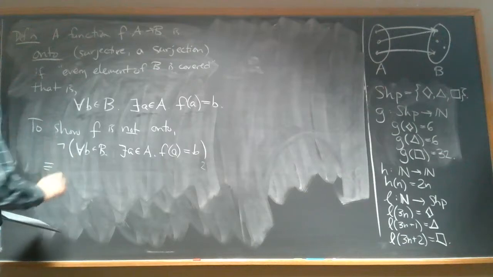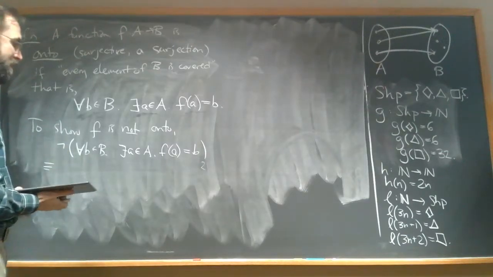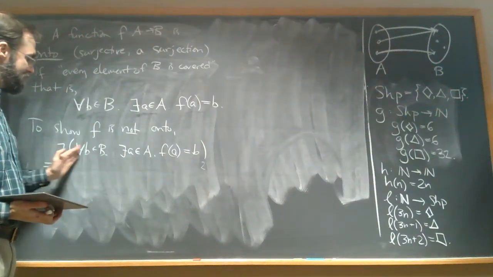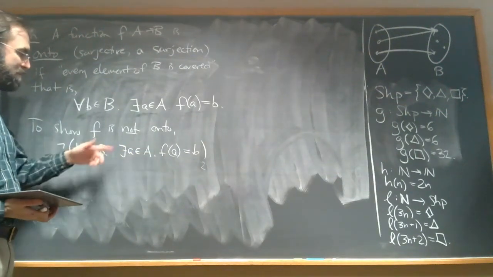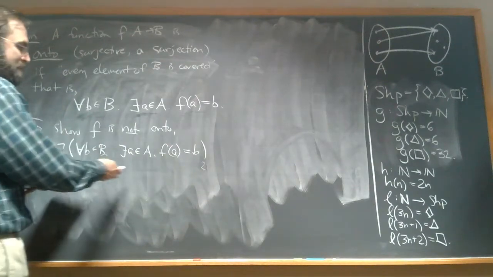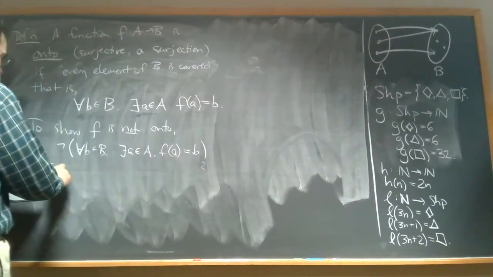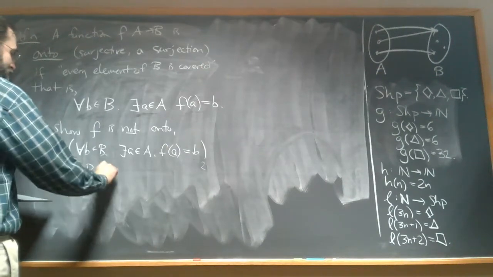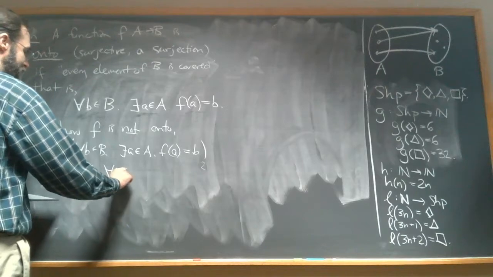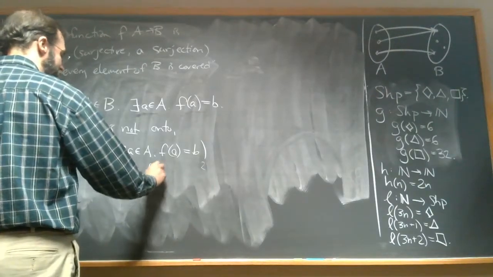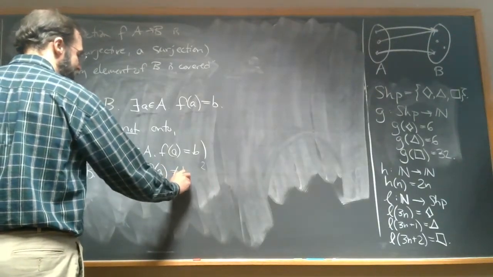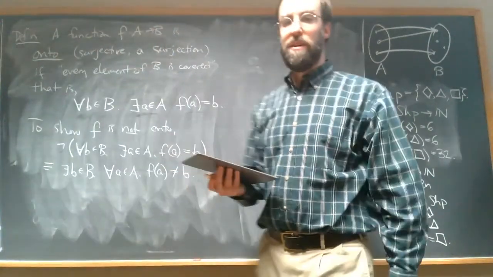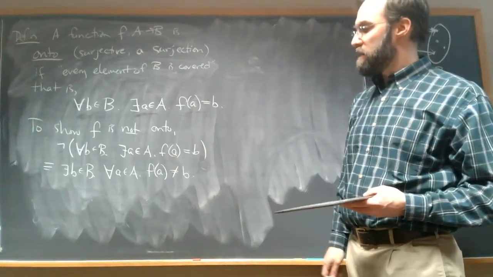So, let's see. I'll just combine these steps. We use De Morgan's law twice. I'll push the not over both these quantifiers, and they both are going to flip. And actually, then I'm done, because then it's just not equal to. So I'll have there exists some b in B such that for all a in A, f of a is not equal to b. Okay, so this is how we would show that a function is not onto.